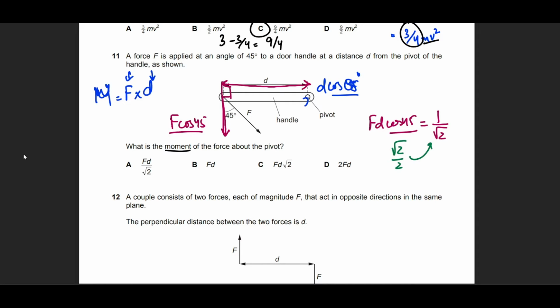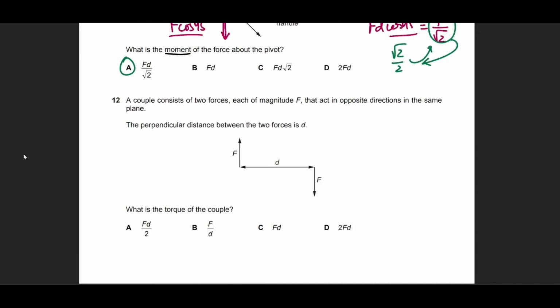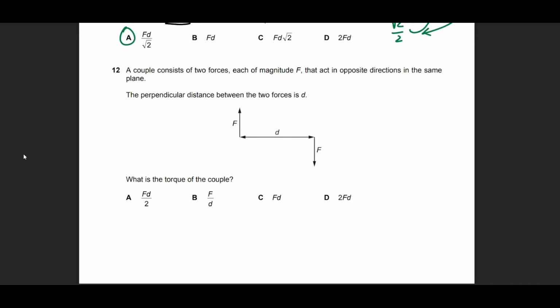So this is going to be 11a, because 1 over under root 2 and under root 2 over 2 is exactly the same answer. You can try this by rationalizing the number. How do we do that? We do this by multiplying and dividing with under root 2. So this becomes under root 2 divided by 2. Okay. All right.